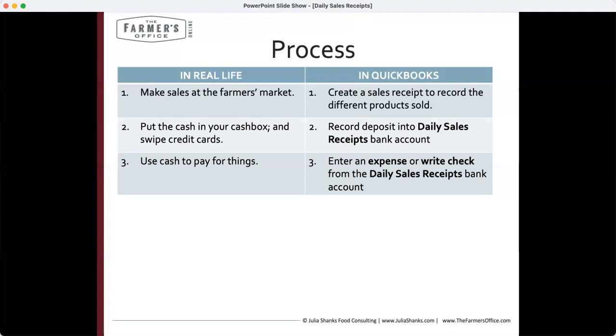Now, you've made this payment through the bank account called daily sales receipts. So in QuickBooks, we do need to record that expense. And in QuickBooks Online, you can enter it as an expense. You can also write a check, and you're writing the check or entering in the expense from the bank account called daily sales receipt. Now, if you're using QuickBooks Online, you can't download these transactions from the bank feed because there's no actual bank feed for this bank because it's cash.